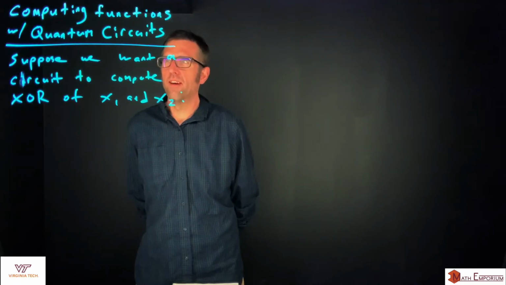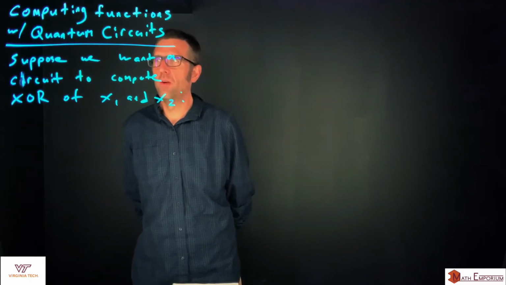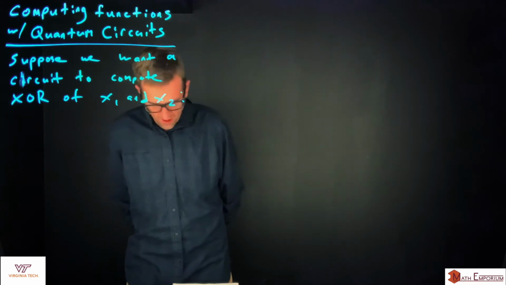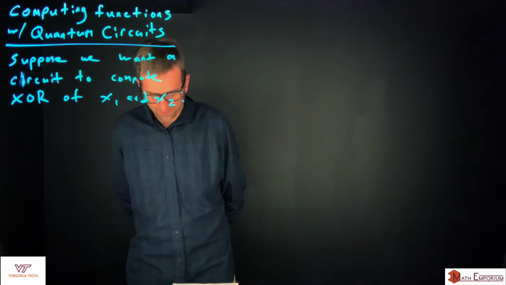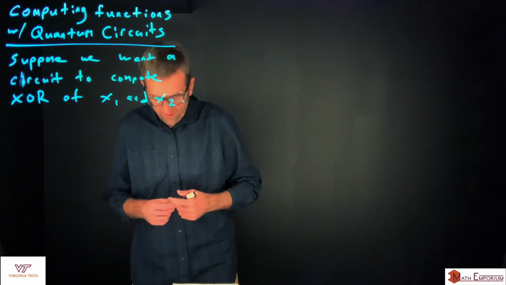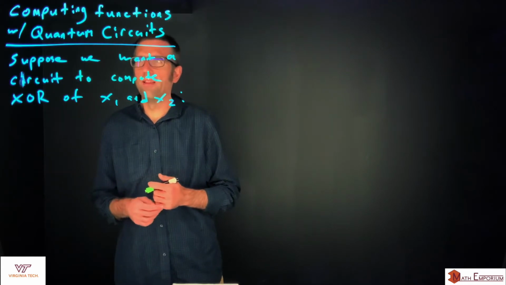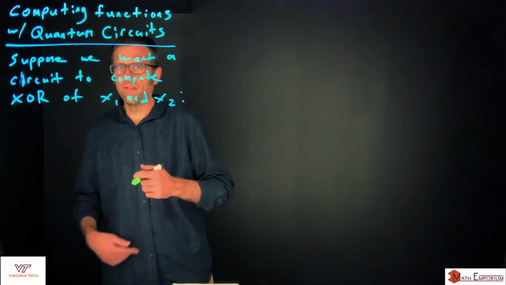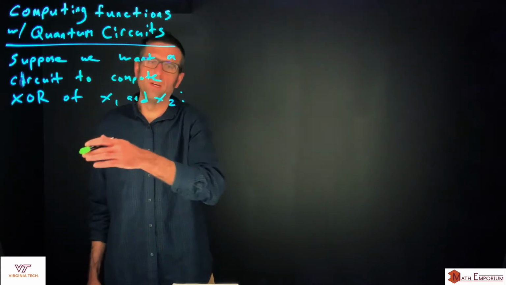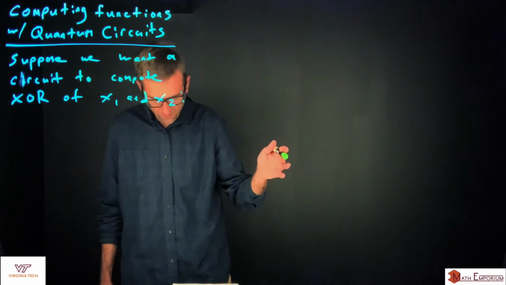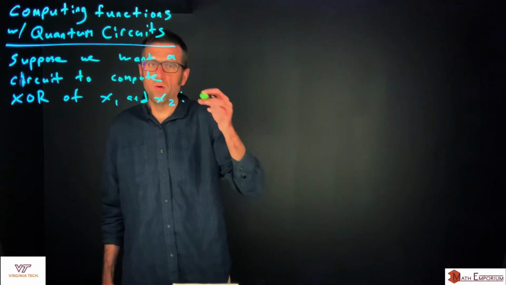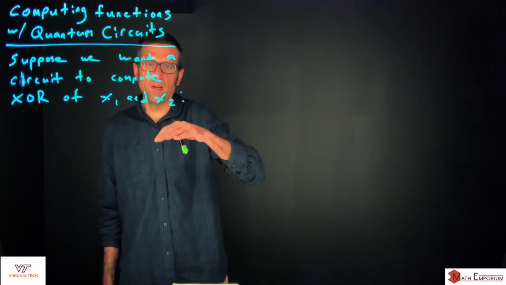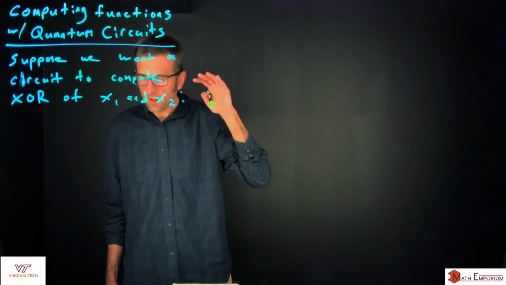So today we're going to talk about how we could compute functions with quantum circuits. Let's just start by looking at a little example. Suppose we want a circuit that's going to compute the XOR of x1 and x2. All right, the idea that we're going to use is going to be the same regardless of which function we're computing.